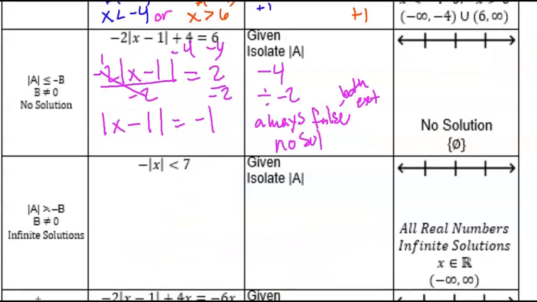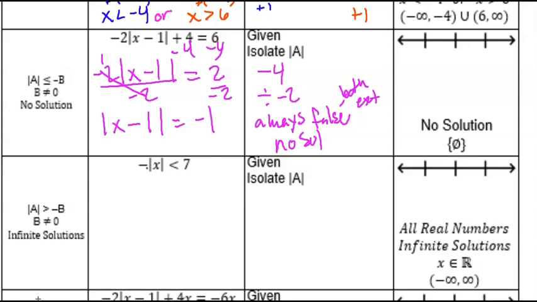For this next type, we have the absolute value of A is greater than -B, where B is not equal to 0. You would have infinite solutions, because an absolute value will always be bigger than a negative number.